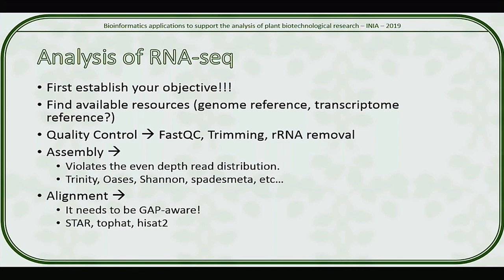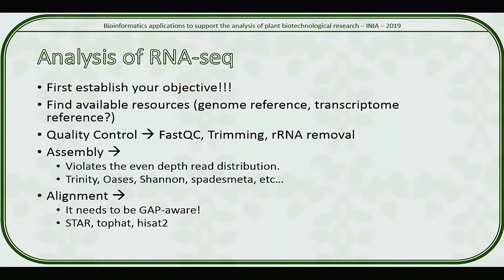This is important since it violates the essential requirement of homogeneous coverage across all the sequences. Some sequences in the RNA are going to have more copies than others. Then the same analysis methods will not work on your RNA as they would on your DNA. But we can still use similar tools.